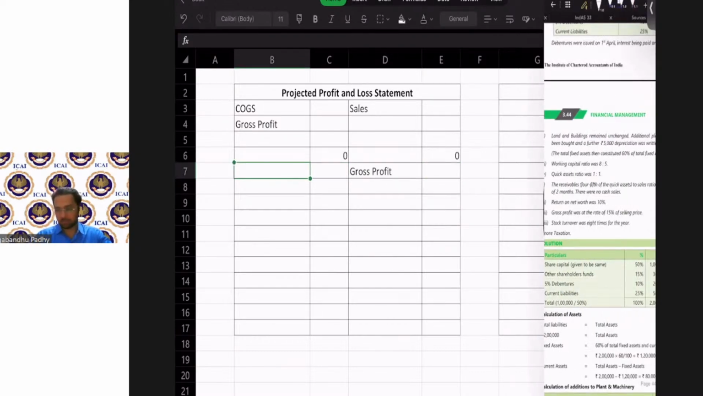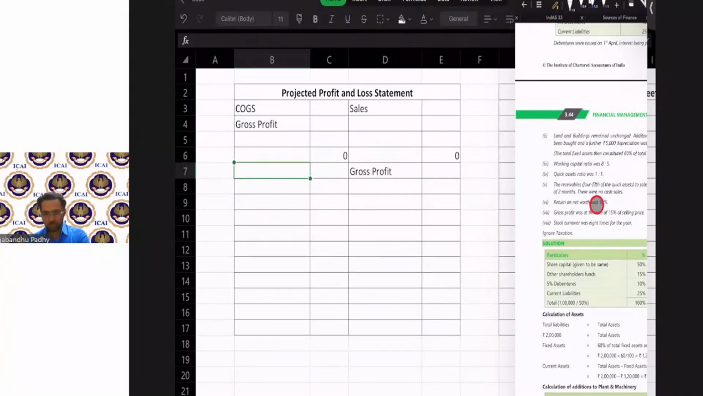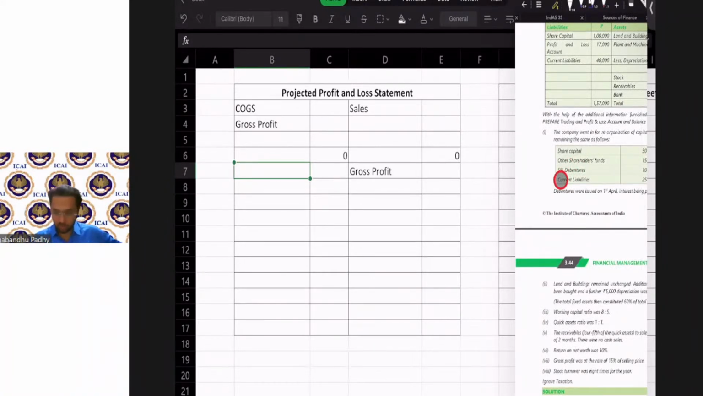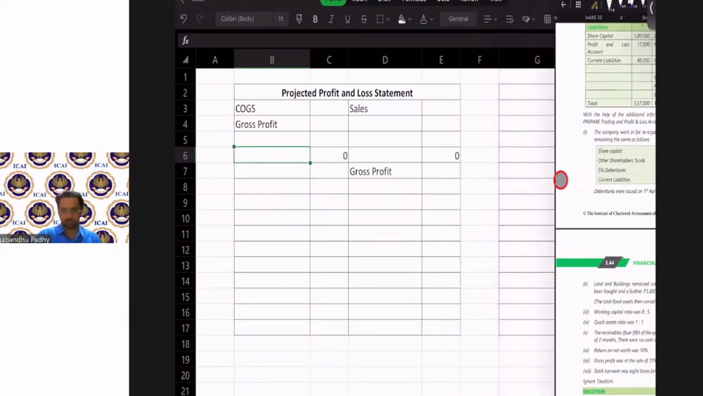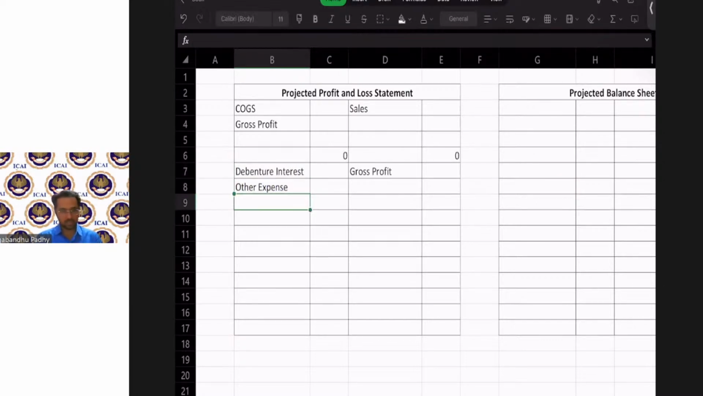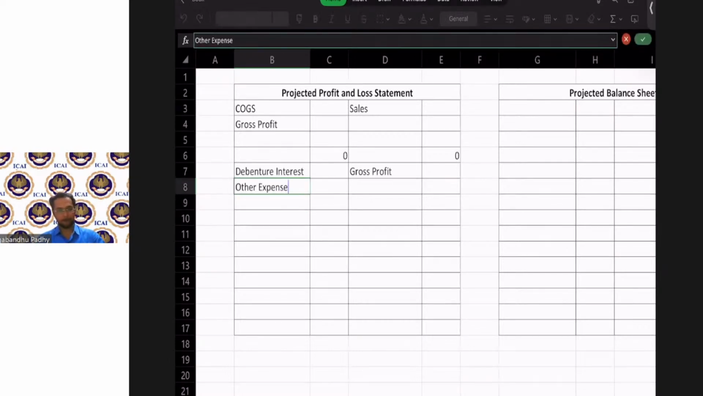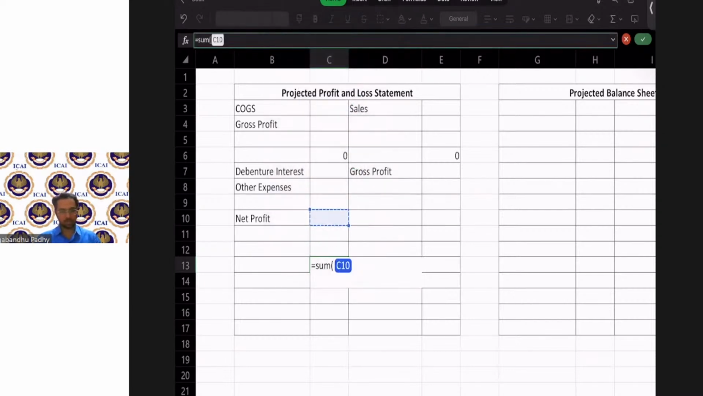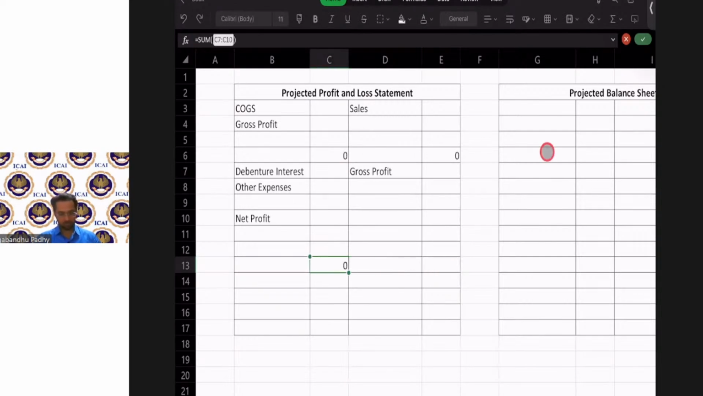What all other items do we have in the question? If we look at it, return on net worth is what they've given, 4/5, land and building. The question has debenture. Of course, debenture interest is what we are going to have, and then maybe some sort of other expenses. We'll have debenture interest and other expenses, maybe just a balancing figure over here. And that should give us the net profit figure, right? Taking a summation of these items: sales, COGS, gross profit, net profit.